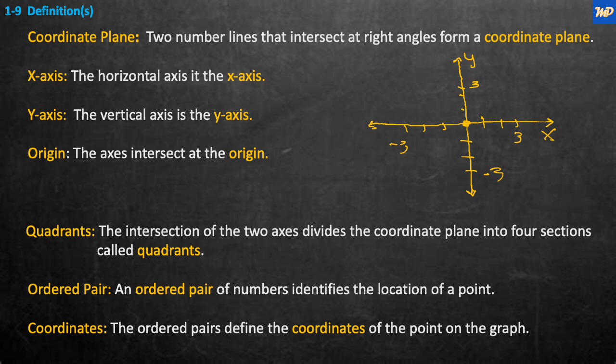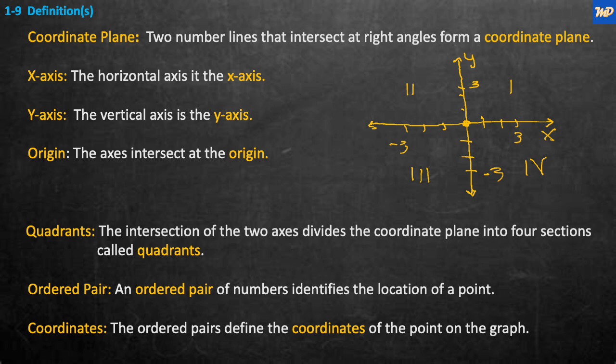Okay. Quadrants. The intersection of these two axes divides the coordinate plane into 4 sections called quadrants. Well, you see these two lines have made 4 quadrants. The first one here is quadrant 1, quadrant 2, and we do it in Roman numerals, by the way. Quadrant 3 and quadrant 4. Okay, that's kind of how they define them.